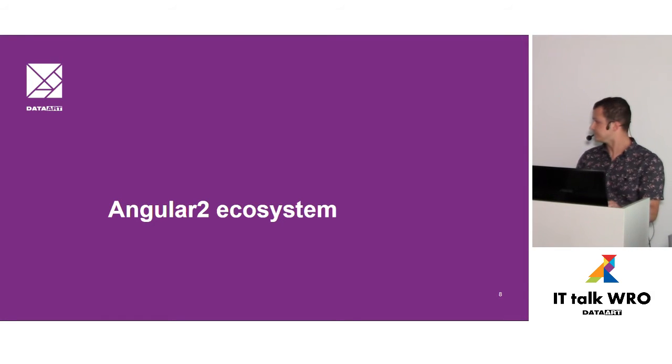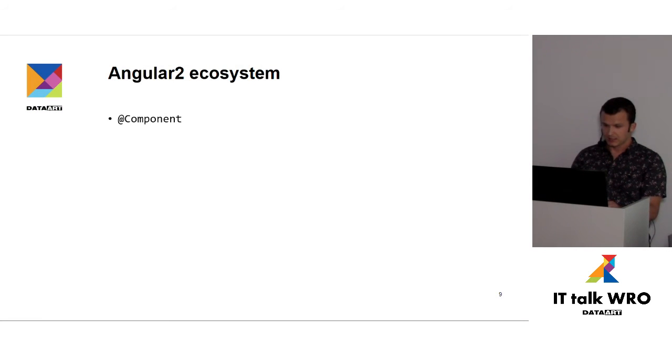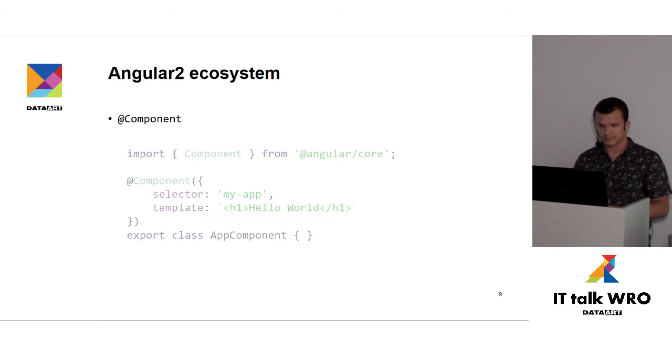So, the Angular 2 ecosystem. First of all, we have a component in Angular 2. Angular 2 is actually all about components. The whole application can be modeled as a tree of these components. This is how it looks like.